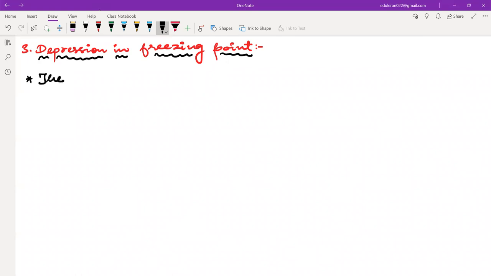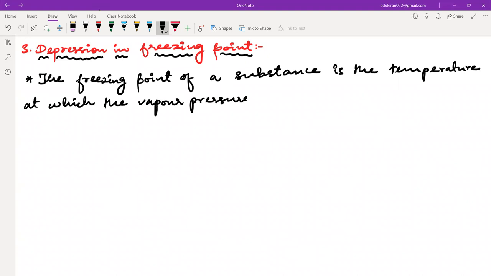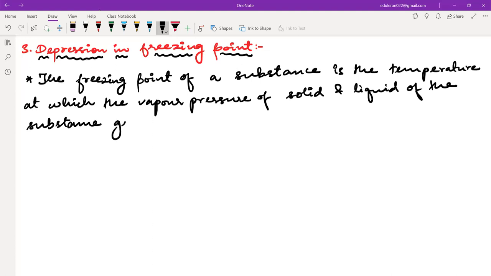What is freezing point? The freezing point of a substance. Please write this with me. The freezing point of a substance is the temperature at which the vapor pressure of solid and liquid of the substance gets equal, or we can add are equal. Okay, so that is a freezing point.